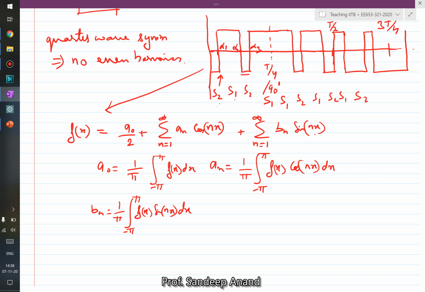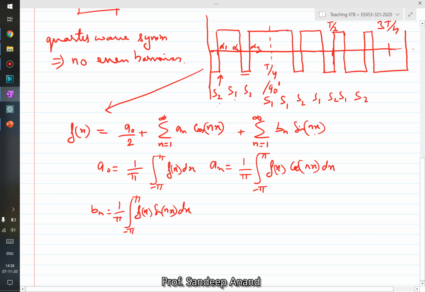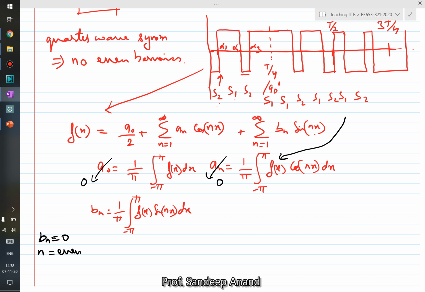Because of quarter wave symmetry, an will be 0 and a0 will be 0, right? Both a0 and an will be 0. You can try to feed this f of x from here and see it yourself. And also bn is equal to 0 for n even, and that means b2 will be 0, b4 will be 0, and so on. So the only thing that is non-zero is bn where n is odd.